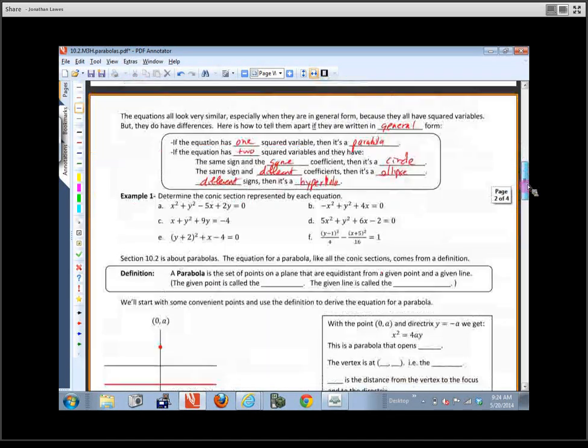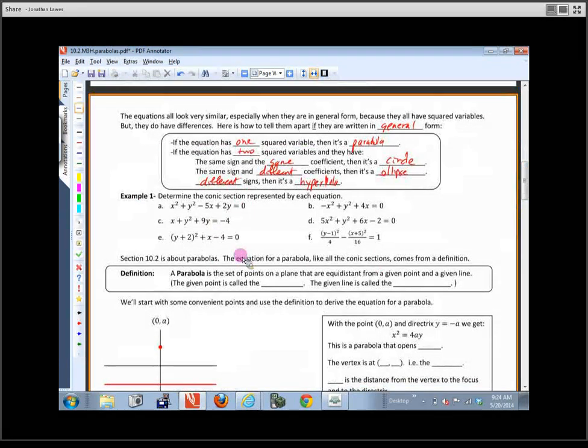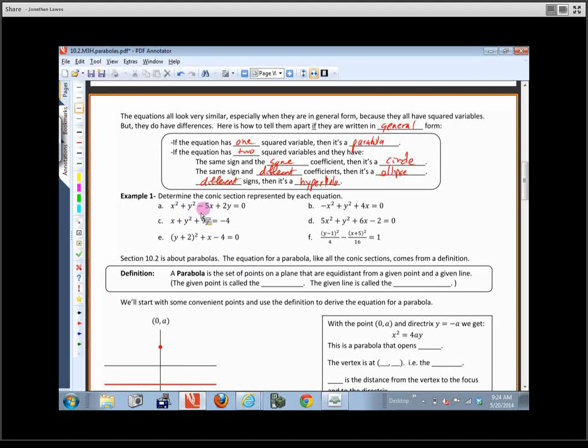Okay, any questions there? Okay, so let's just put a P, an E, a C, or an H by each one of these when we figure out what they are. So, what is this? Got to be a circle, okay? Same sign and same coefficient. Okay, let's look at B. Two squared variables, parabola is out. Negative here, positive here. So it's got to be a hyperbola. This next one? Parabola. And part D? Got to be an ellipse. One squared variable, so that one's got to be a parabola.